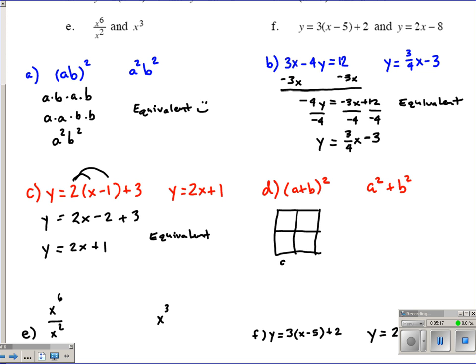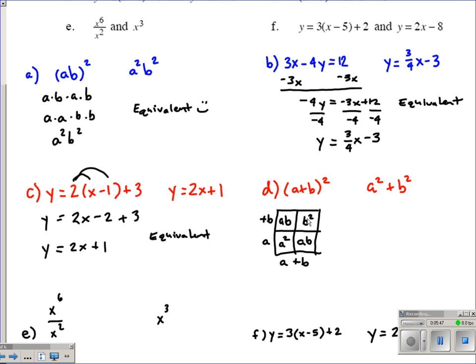We're going to be multiplying an a plus b times an a plus b. So let's just go ahead and find the areas of each of our individual rectangles here. A times a is going to give us the area of a squared. A times b is going to give us the area of ab. A times b is going to give us another ab. And then b times b is going to give us b squared.